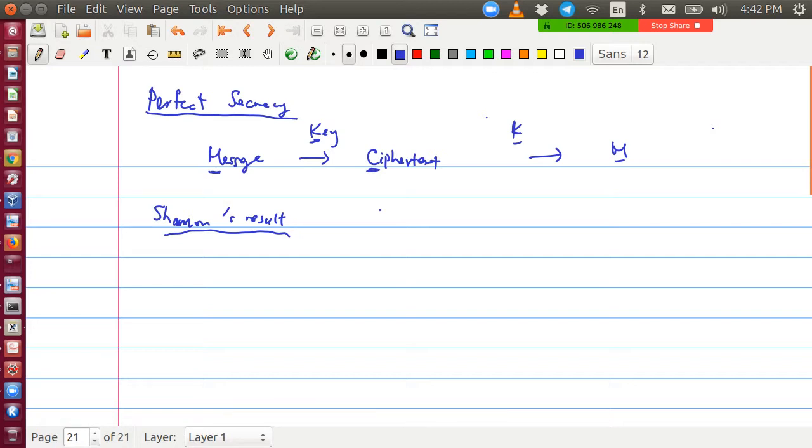In other words, the entropy of the message will be less than or equal to the entropy of the key. This is Shannon's result. We're going to prove these results here.